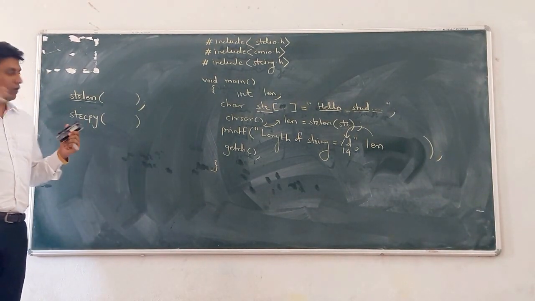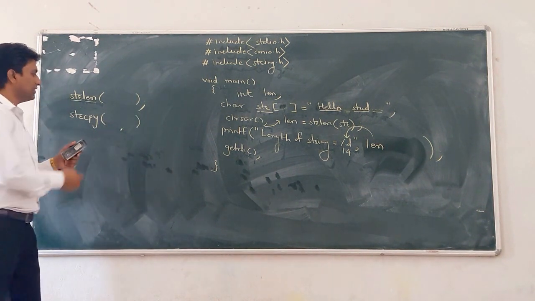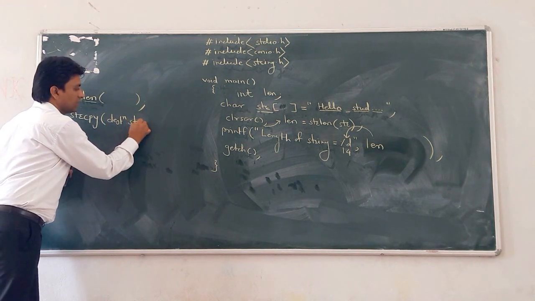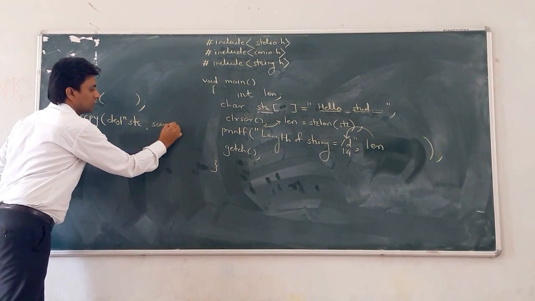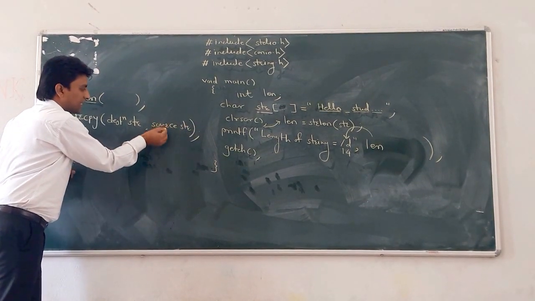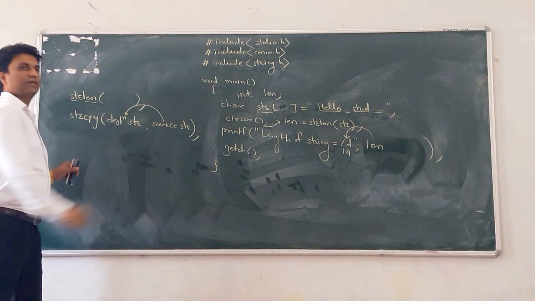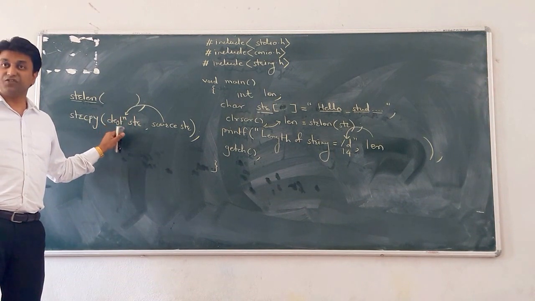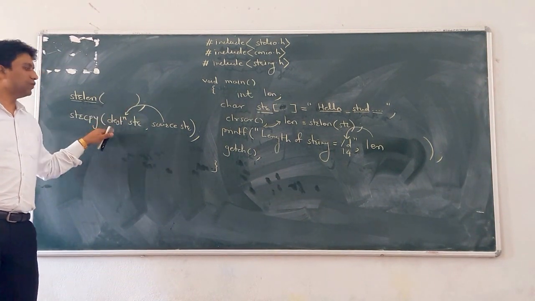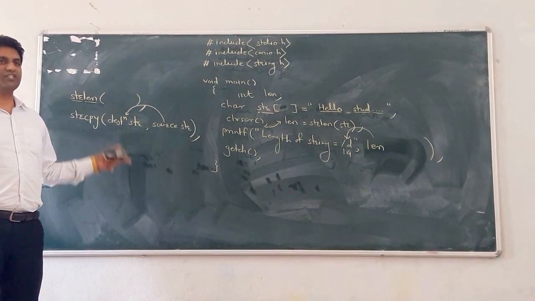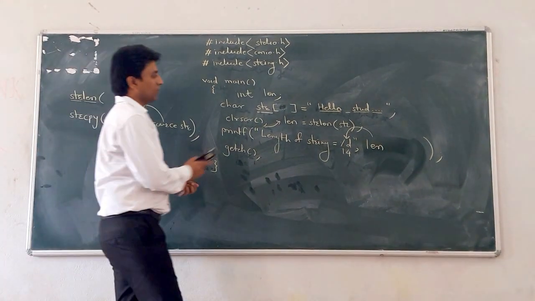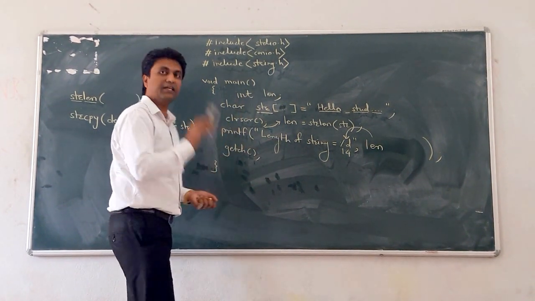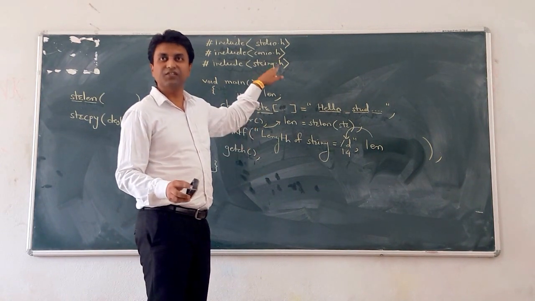Okay, so which arguments do we have to pass in the string copy function? Destination string, comma, source string. That is, the source string is copied into the destination string. So the source string is the second argument and the first argument is the destination string. You have to display that string. So for that we have to write another program, that is how to copy one string to another using built-in or predefined string functions.